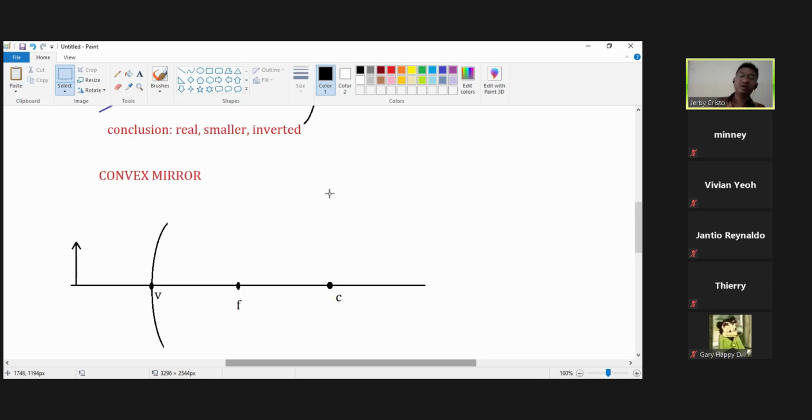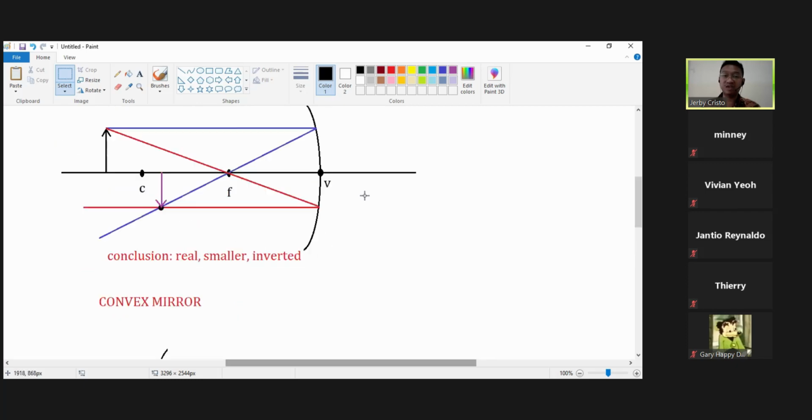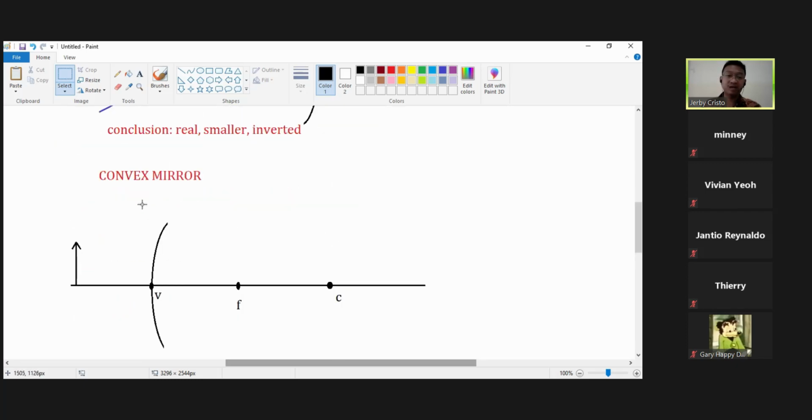But also the way we do the ray diagram is slightly different for convex. Let's say this is the object. The object is placed somewhere in front of the mirror. There are no other cases, only one case for convex mirror. So the same thing, you draw sets of light rays from the head striking the mirror. So let's draw that light ray from the head to the mirror.